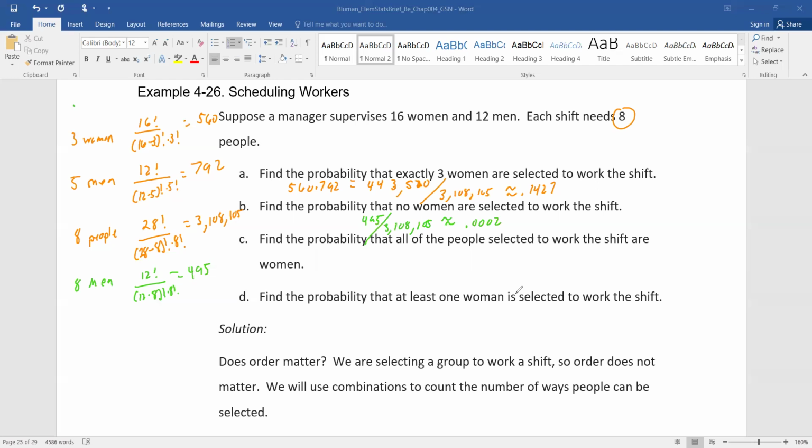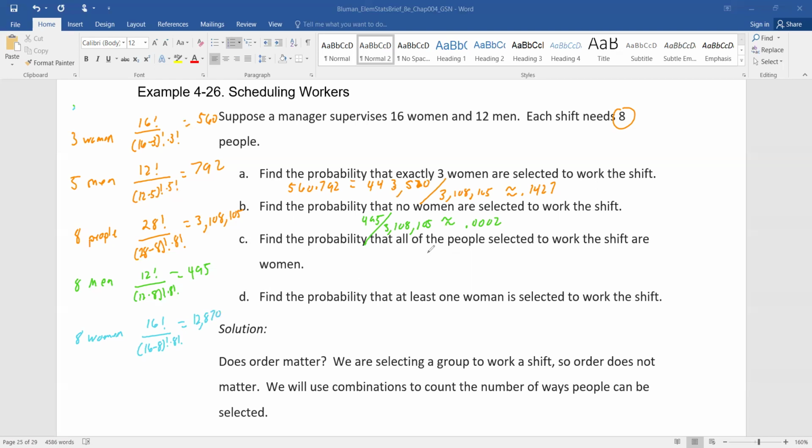Part C, it says now find the probability that all the people selected to work the shift are women. So this time I want the probability of them all being women. So 8 women. So let me do this in a different color now for a different part of the process. So 8 women. That would mean that that would be 16 to choose from. So that'd be 16 minus 8 factorial times 8 factorial. And when we do that, that's 12,870 options.